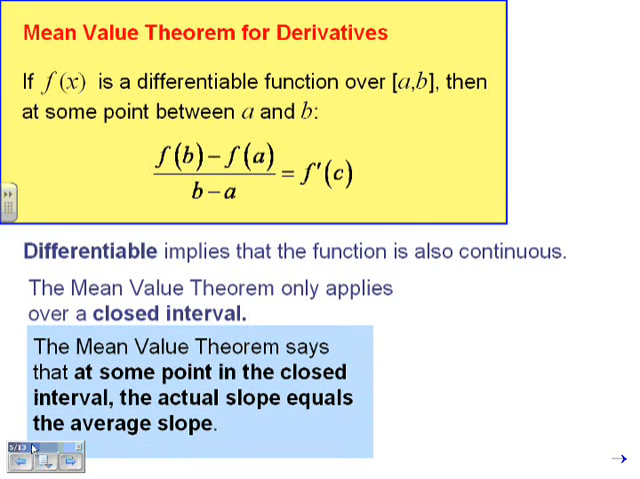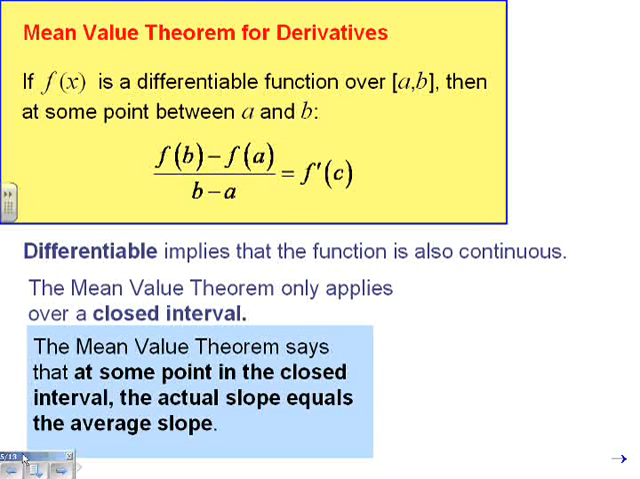Then here's the big deal. This is the most important thing I'm going to tell you about this. The mean value theorem says that at some point in the closed interval, the actual slope equals the average slope. Again, at some point in the closed interval, the actual slope equals the average slope.